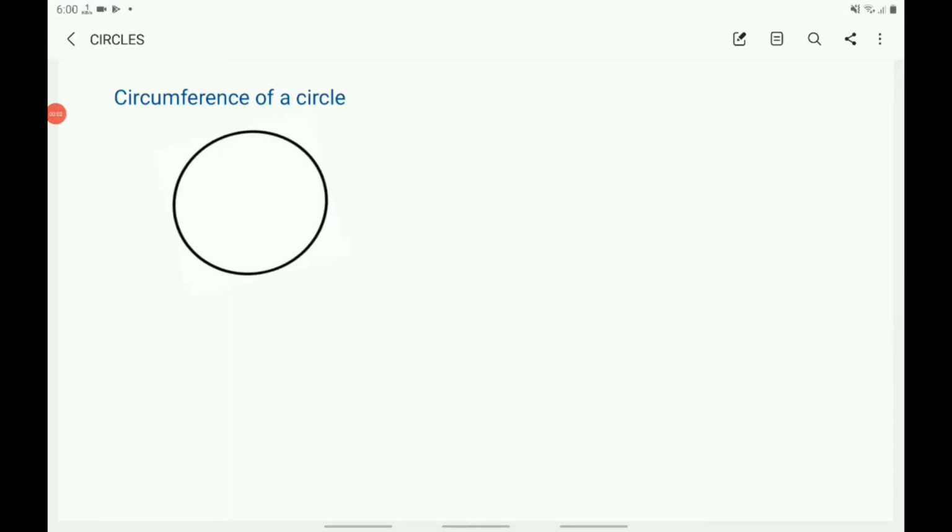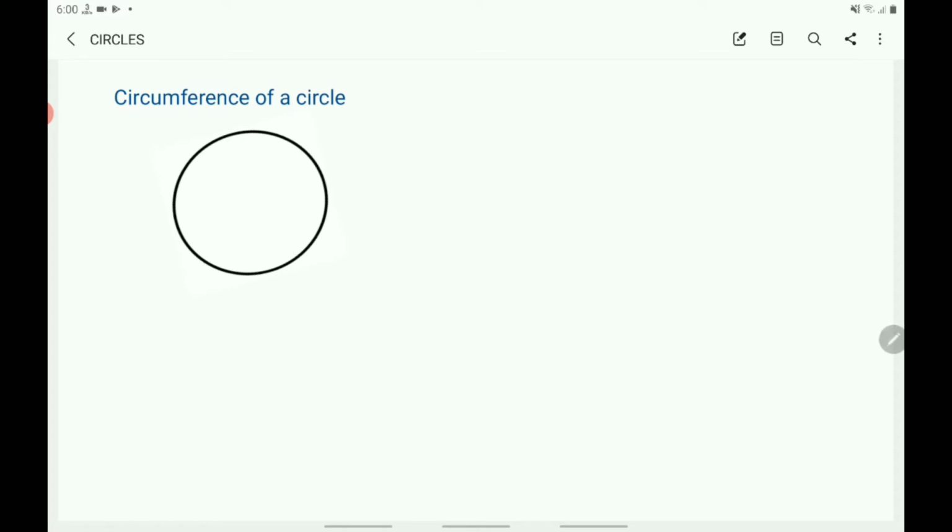Children, it is the next part of the chapter Circles. Now let us discuss the circumference of a circle. What is the circumference of a circle? The length of the complete circle is called its circumference.